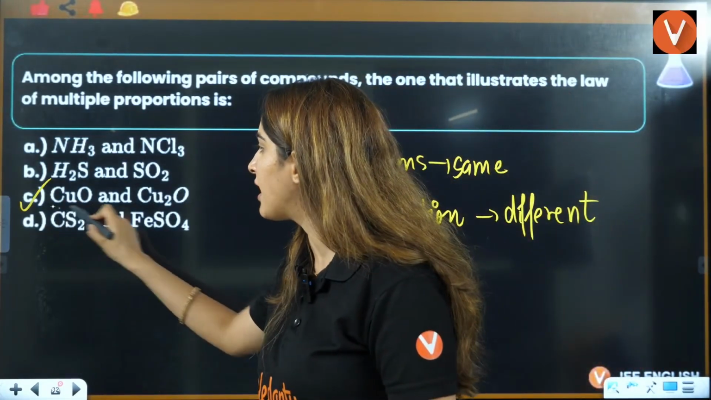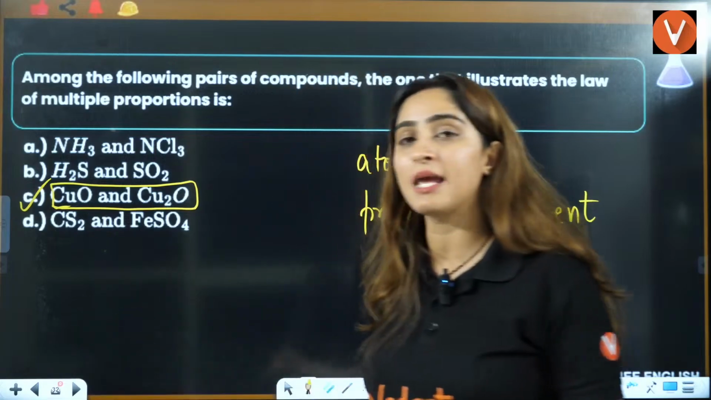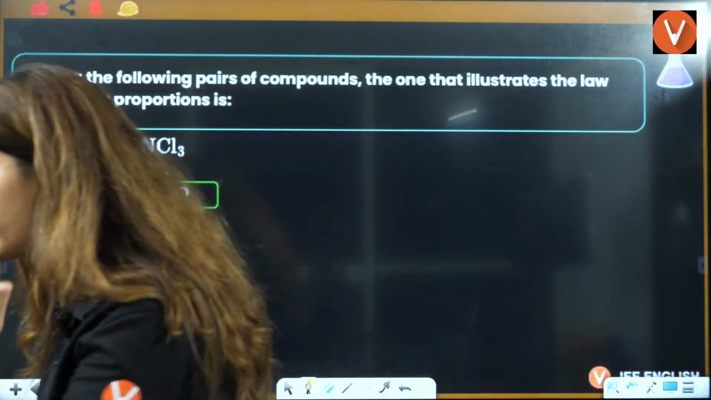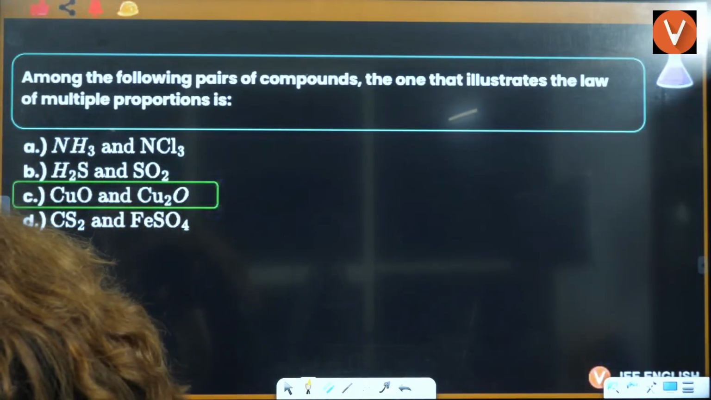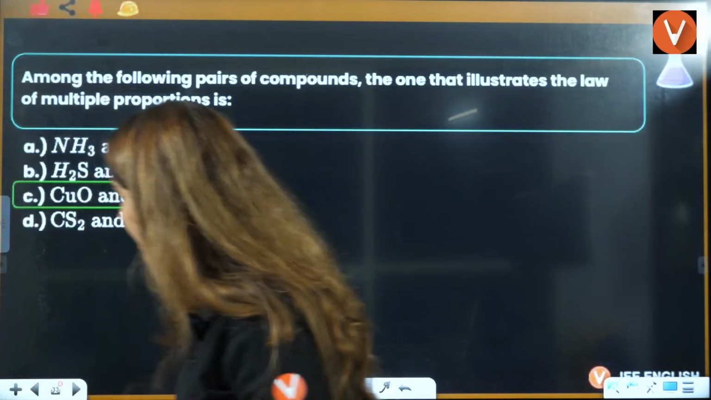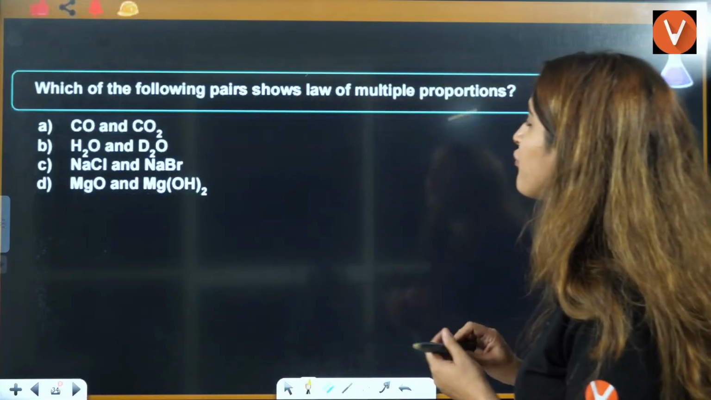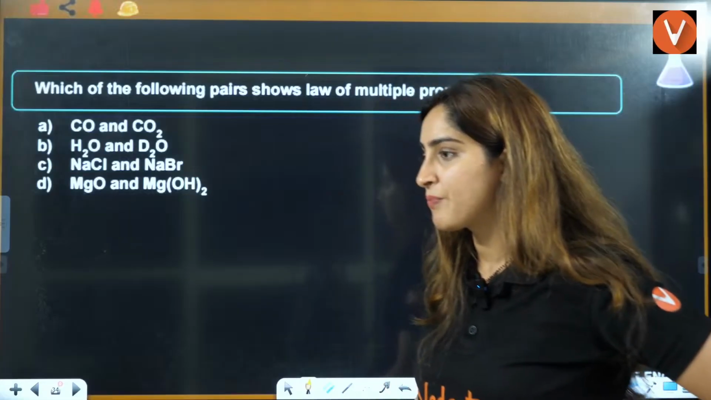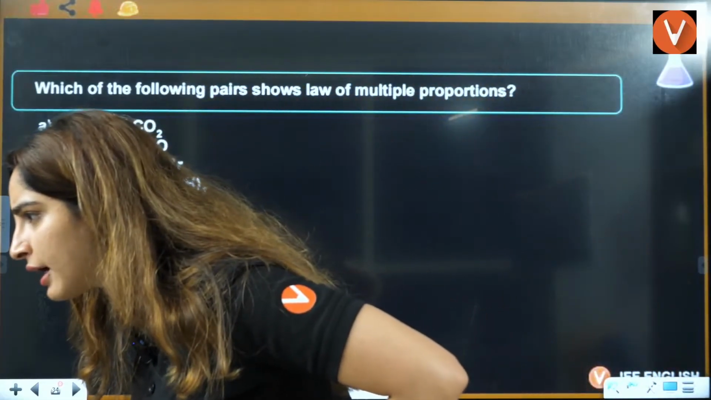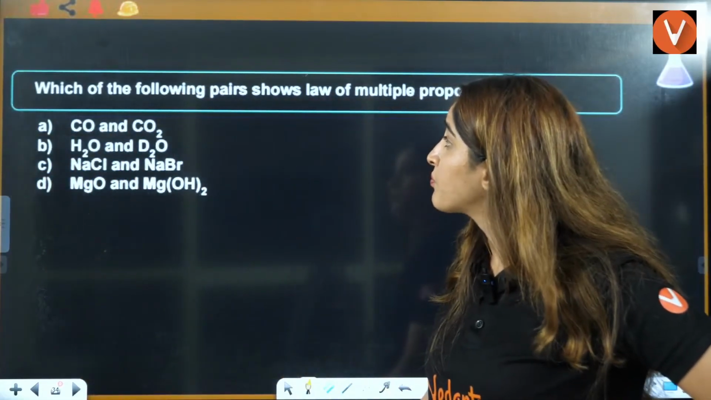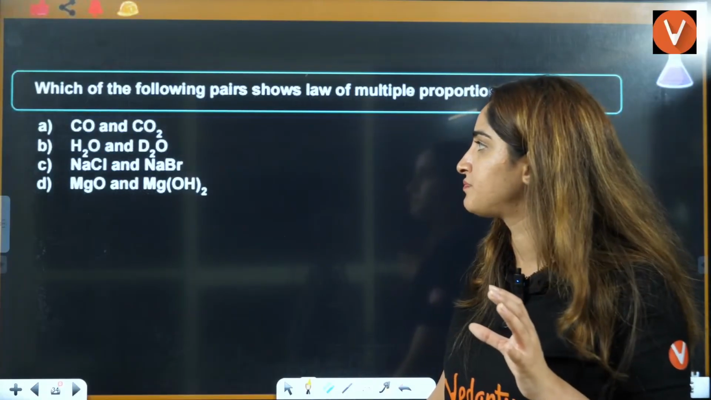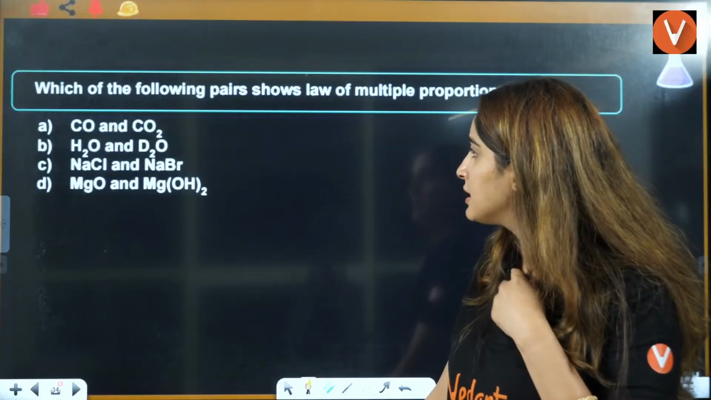The answer is C. Atoms are same, proportions are different, so the correct answer is C. Very good, Abhijit, Vignesh, Komakula. Next, which of the following pairs shows the law of multiple proportion?